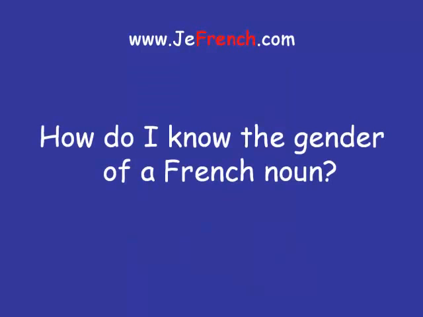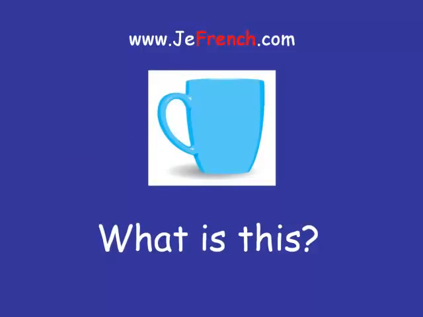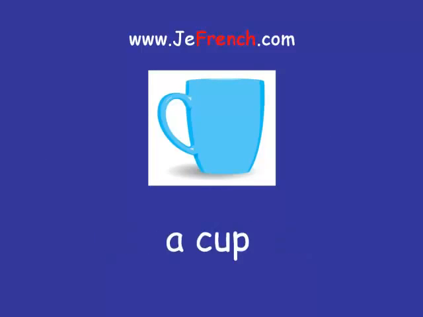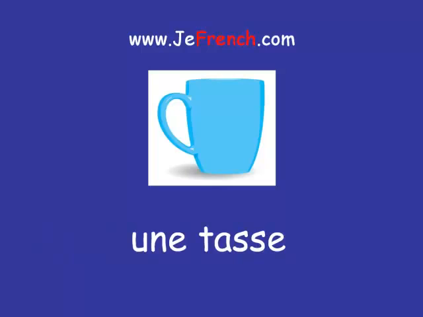So how do I know the gender of a French noun? Very easy. You learn the noun with its article. So in English, if I ask you, what is this? You're going to respond, a cup. Okay? In French, if you ask me, qu'est-ce que c'est? What is it? I'm going to respond, une tasse, a cup, une tasse. And automatically, you know, even if it's the first time that you hear the noun, you know that une tasse is feminine.